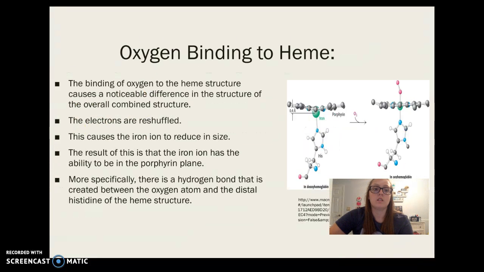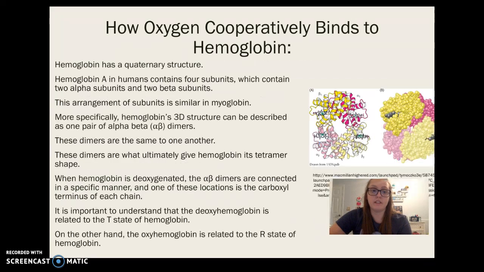Okay, so now oxygen binding to heme. The binding of oxygen to the heme structure causes a noticeable difference in the structure of the overall combined structure. So the electrons are reshuffled, and this causes the iron ion to reduce in size. So from the deoxyhemoglobin to oxyhemoglobin, you can see that the iron significantly reduces in size and is able to move into the plane. Okay, so more specifically, there's a hydrogen bond that is created between the oxygen atom and the distal histidine of the heme structure, which you can see to the right.